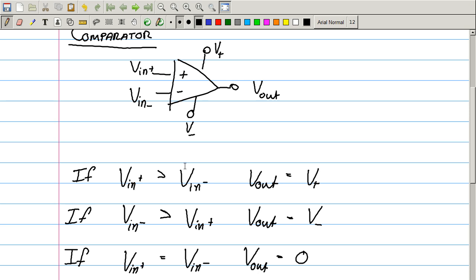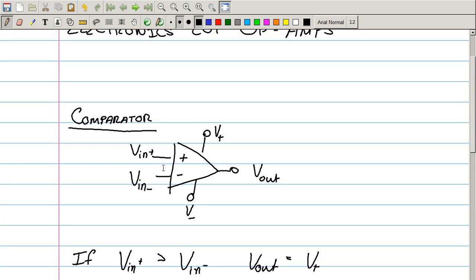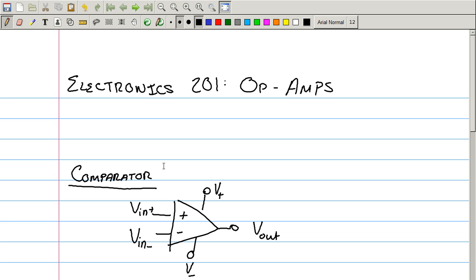You will be able to buy devices that are comparators and devices that are op-amps. So that's the big difference between an op-amp and a comparator. A comparator will not generally work as an amplifier. You shouldn't try to make it run as an amplifier. So those are the differences between a comparator and an op-amp. Now, that is one application of an op-amp in a digital environment.